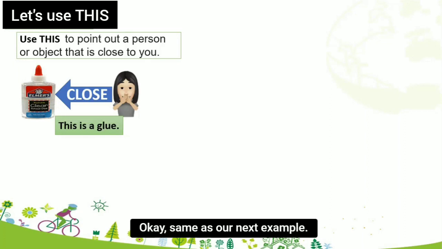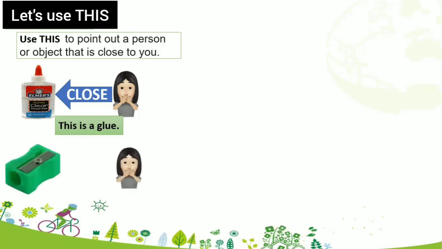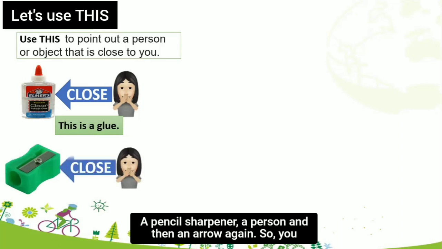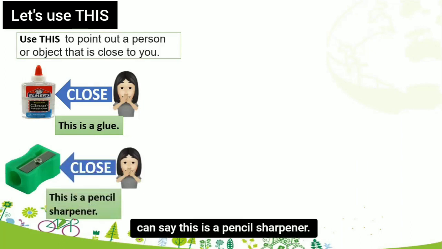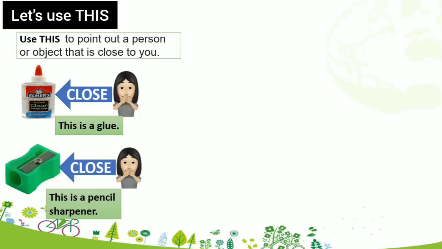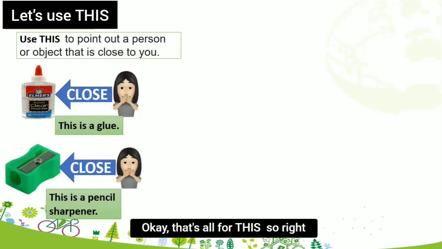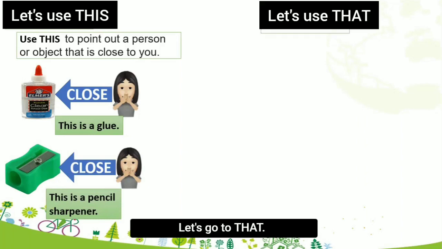Okay, same with our next example. A pencil sharpener, a person, and then an arrow again. So you can say this is a pencil sharpener. Okay, that's all for this. So right now, let's go to that.